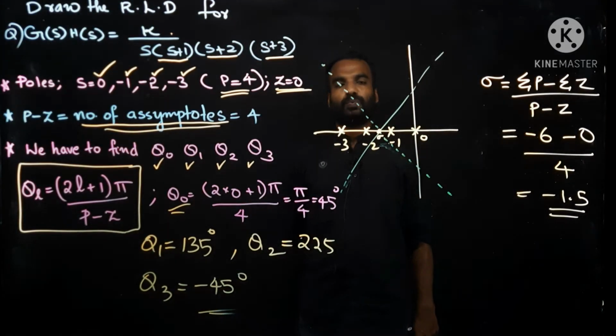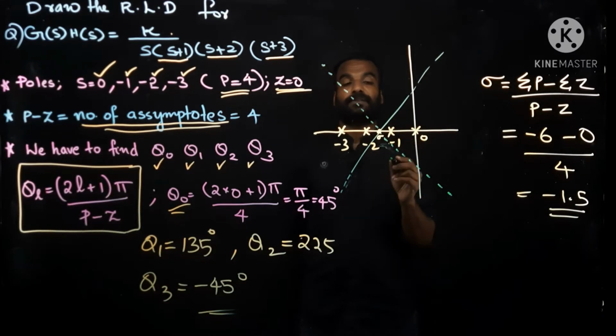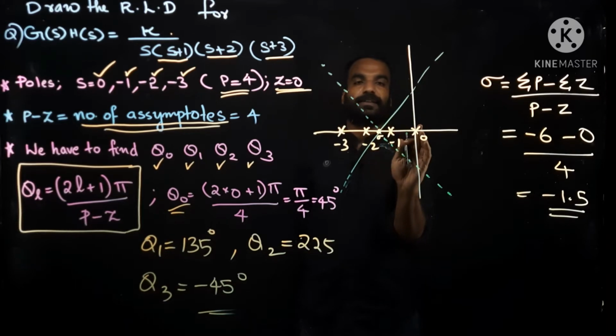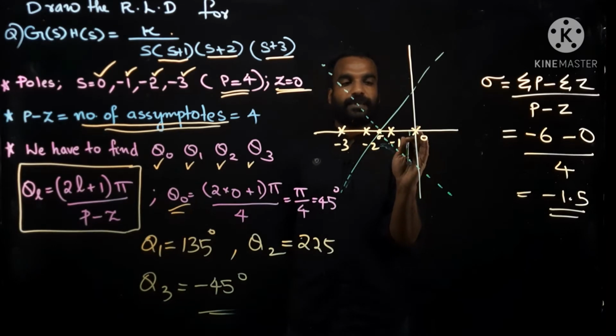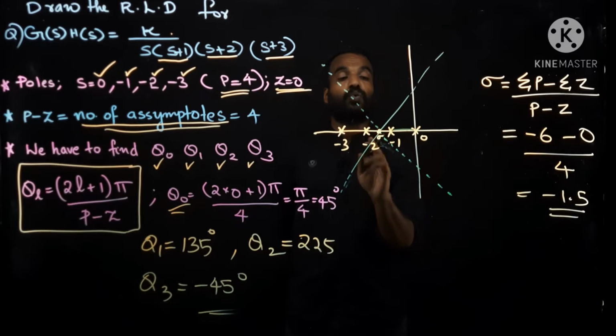I have to check which are the areas where the root locus diagram is present. So, insert the section here. On the right side, number of poles plus zeros is equal to 1, so the root locus diagram will be present here. On this area, on the right side, number of poles and zeros is 2, so it will not be present in this area.